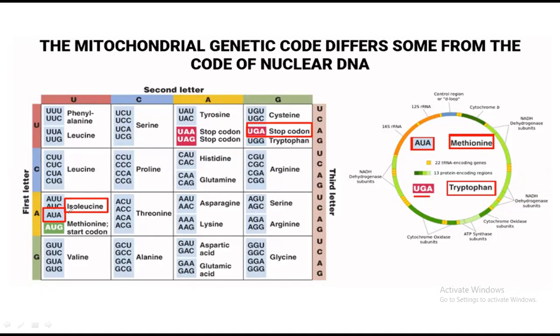Just look here, this AUA in the nuclear DNA codes for isoleucine, but in the mitochondrial DNA, this AUA codes for methionine. So there is also a slight difference between the nuclear DNA and the mitochondrial DNA on the basis of these codings.